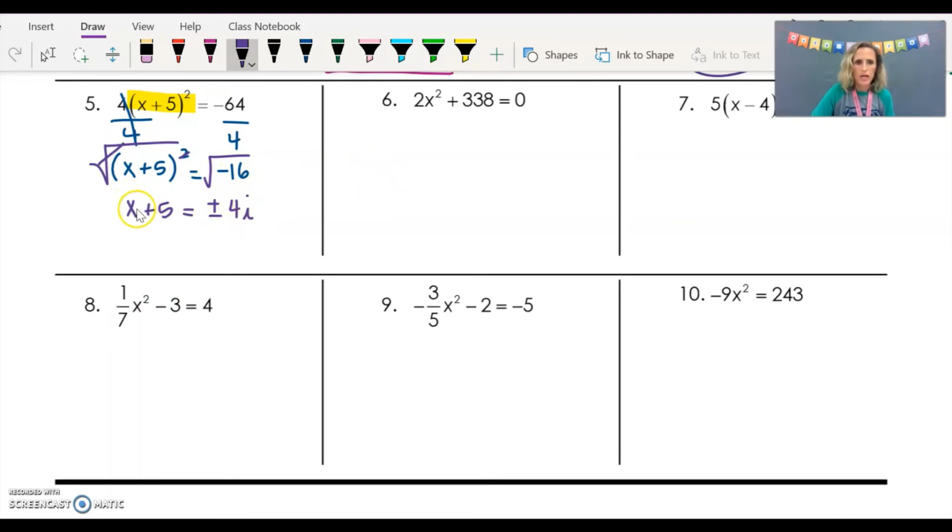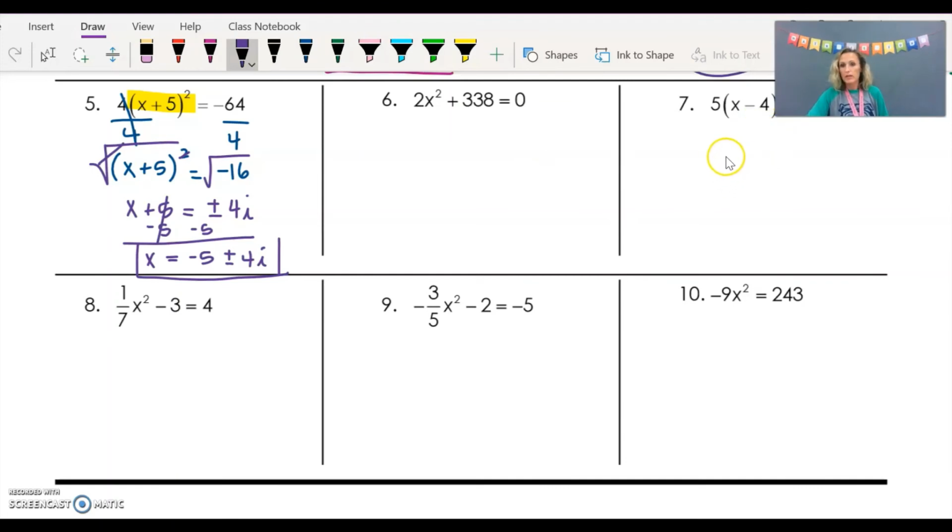And then finally, we're going to isolate x by subtracting 5 to the other side of the equation and putting it in front of the plus or minus. So we have negative 5 plus or minus 4i. Next example, I think I'm going to skip this one and let y'all try it on your own. So we'll come back to that in just a few minutes. I'm going to go on to number 7.